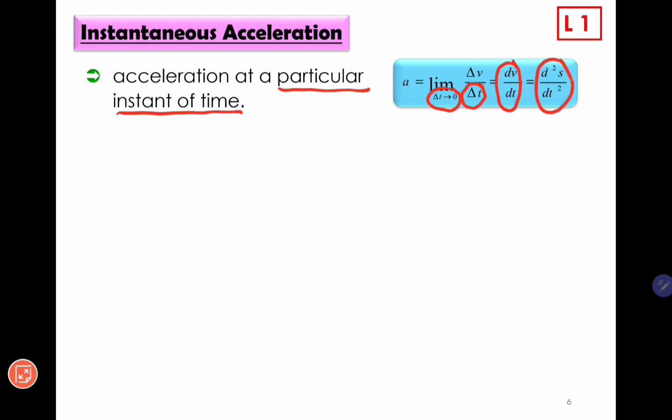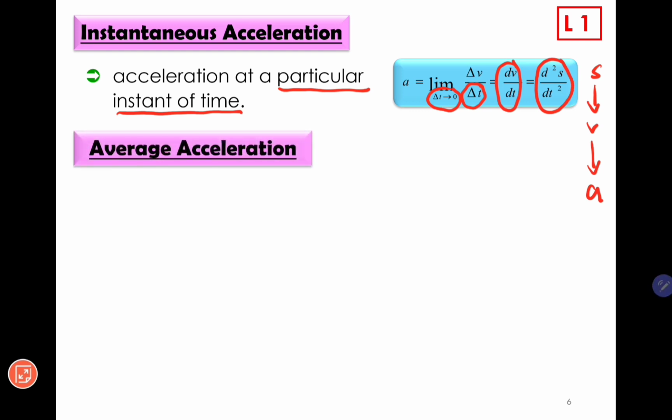So by having s equation, we need to differentiate the equation 2 times, and then you will get a. By having s, for the first differentiation, you will get v, and then for the second differentiation, you will get a. So this is a, instantaneous acceleration.